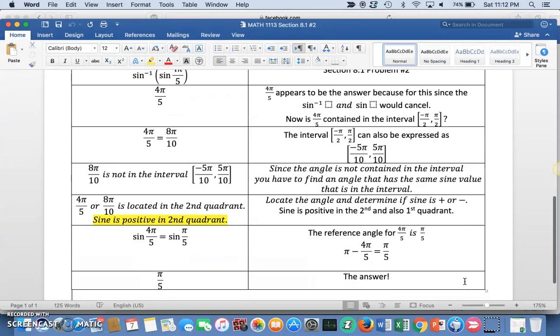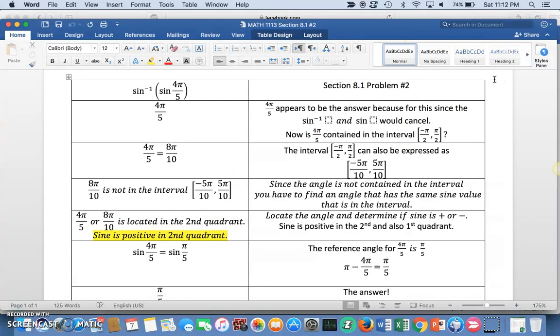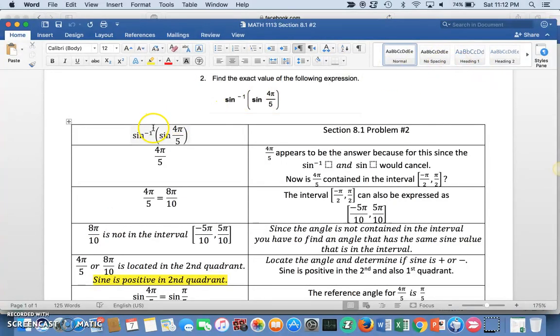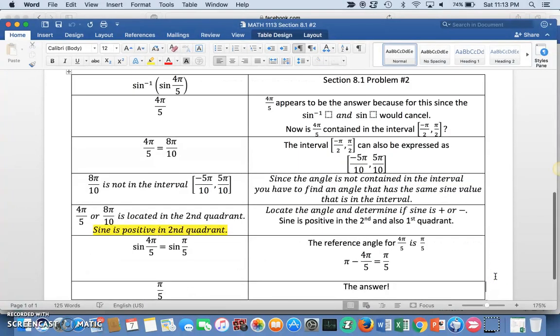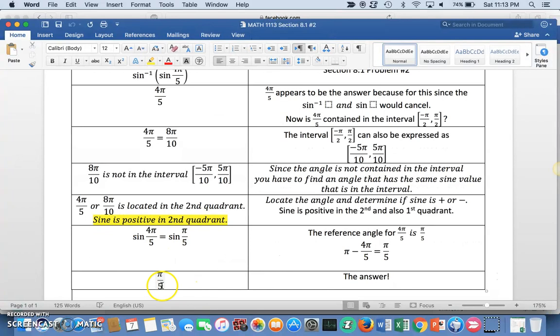They have the same sine value. They don't necessarily have the same trig values for all functions, but those two angles have the same sine value. So our final answer is pi over 5. It is the angle that would give us this answer, because remember, you started out with an inverse, so that means your answer should be an angle. If 4 pi over 5 had been in the correct interval, we could have used it, but it wasn't. It was in the second quadrant. We needed a first quadrant one, and the equivalent angle would be pi over 5.